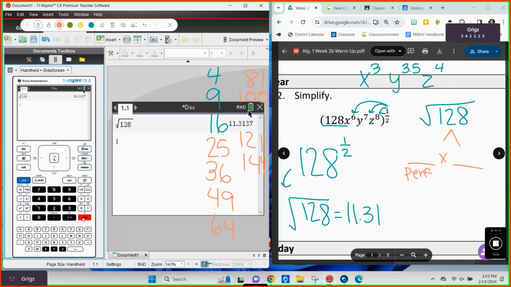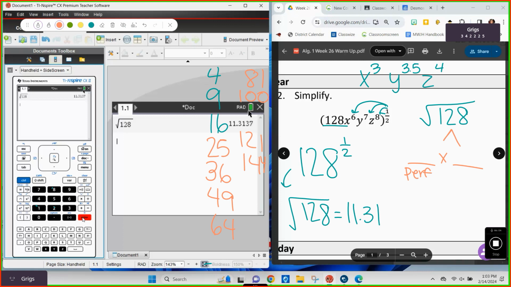Alright, I want to know the highest perfect square that it's divisible by. 64? Try it. 128 divided by 64. Yeah, it is. I get 2. Okay. Just for funsies, try 81. Is 128 divisible by 81? I wonder if it is. No. Alright. So watch this.